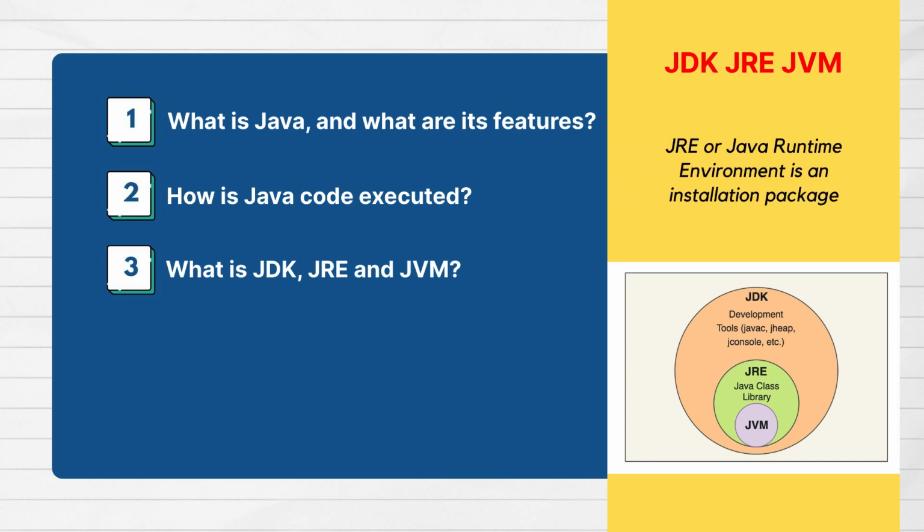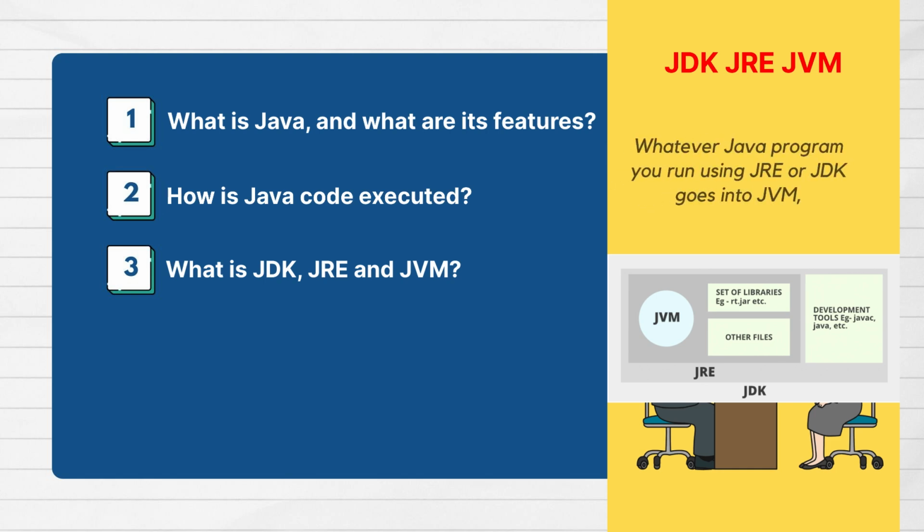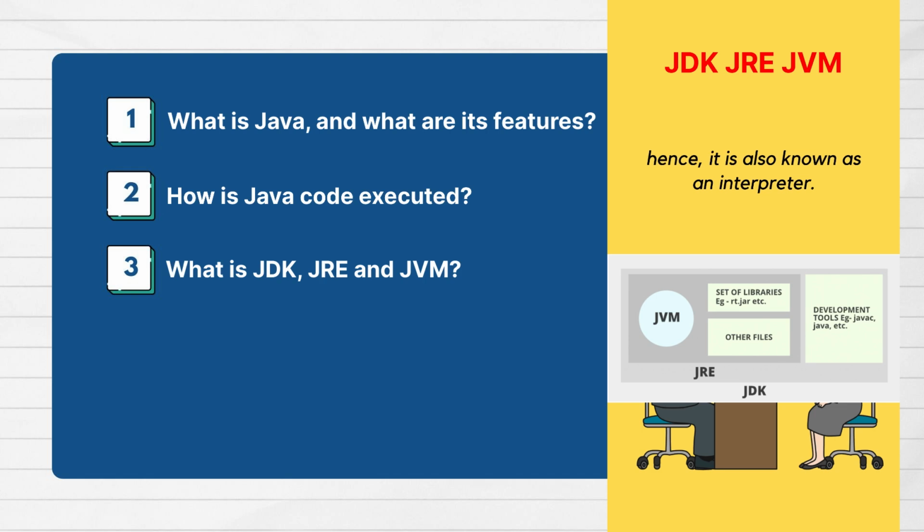JRE, or Java Runtime Environment, is an installation package that provides an environment to run the Java program on your machine. JVM, or Java Virtual Machine, is a very important part of both JDK and JRE because it is inbuilt in both. Whatever Java program you run using JRE or JDK goes into JVM, and JVM is responsible for executing the Java program line by line. Hence, it is also known as an interpreter.